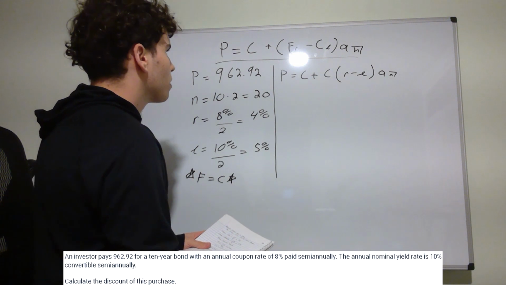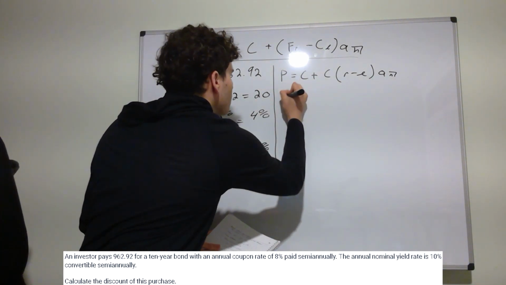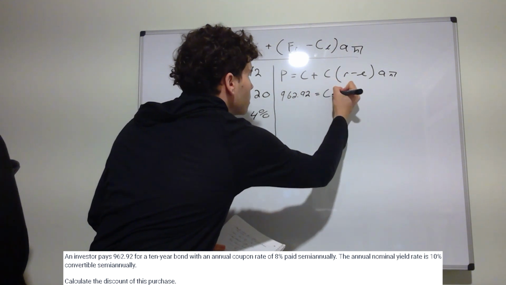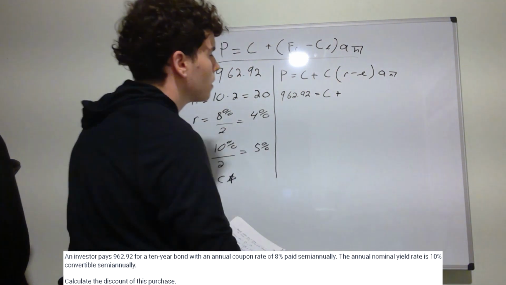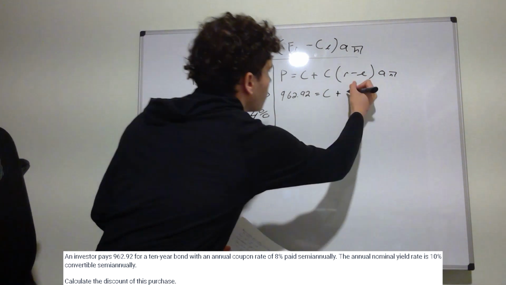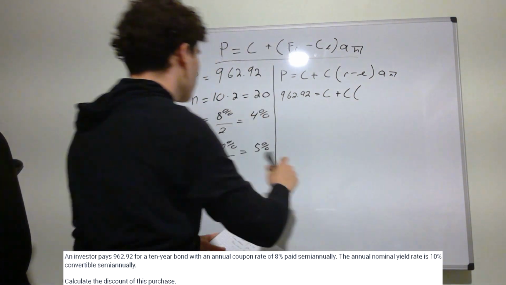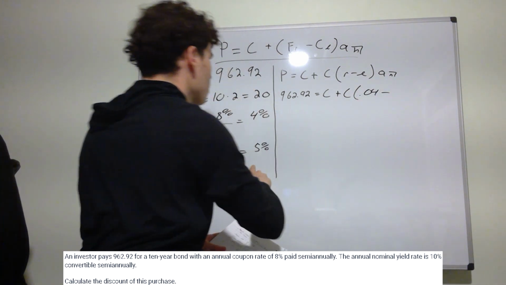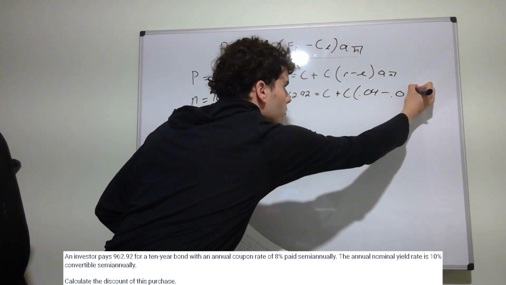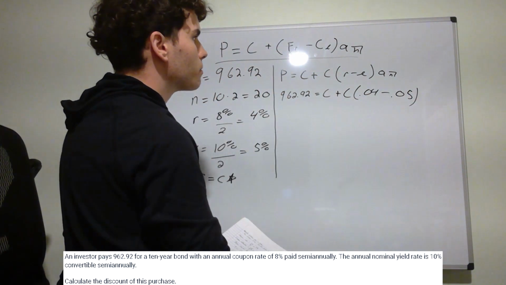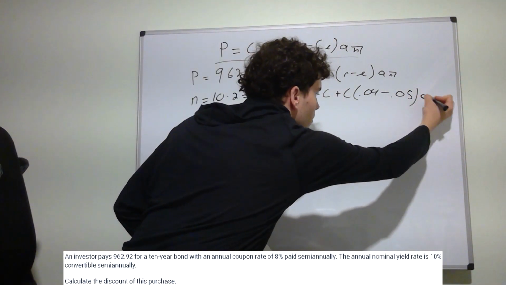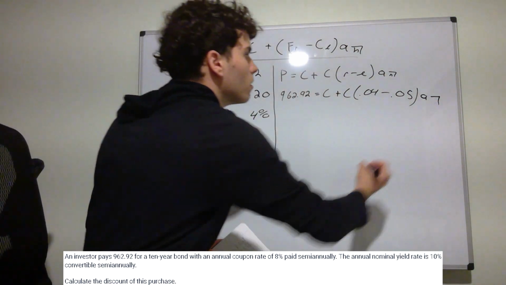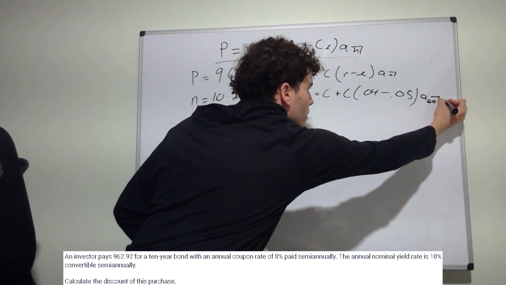So now I'm just going to plug and chug. So our price is 962.92 equals C plus, we are going to do C times R, which is our 4%, so 0.04, minus our I, 5%, 0.05, times A angle N. So A angle N is 20, remember from over here, and it's 20 because 10 times 2, semi-annual. 20 at 5% because that's our interest rate.